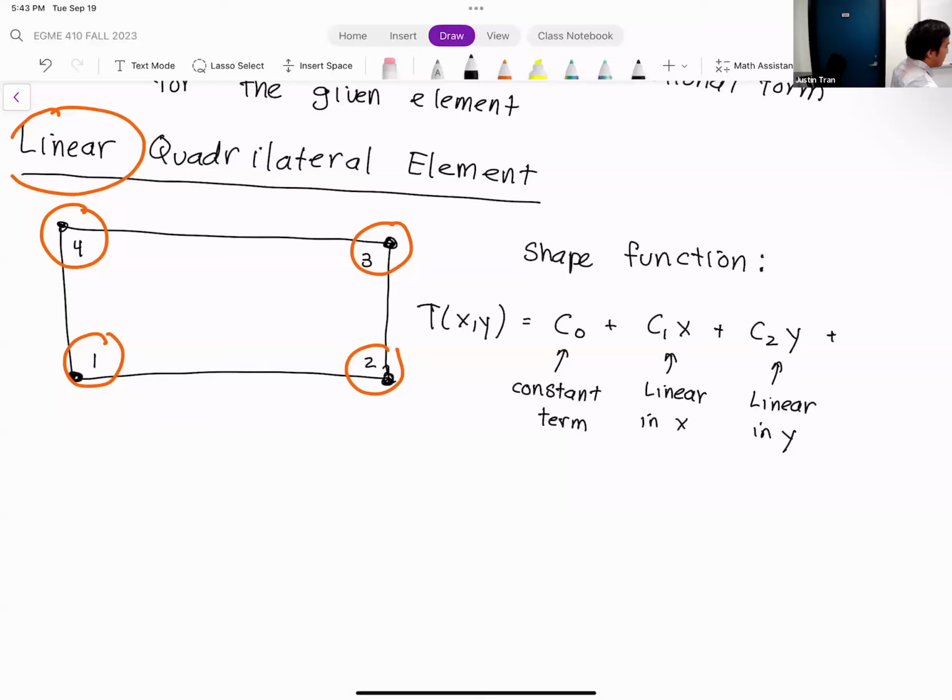Then we have one more term here, which you may argue with me about after this, because you may think it is not a linear term, but it technically is. That's going to be C3 times x times y. Even though technically it's a quadratic term because we have two variables multiplied by each other, x and y, it's linear in both x and y individually. So we say this term is a pseudo-linear term, and since it involves two variables, we call it the pseudo-linear cross term.